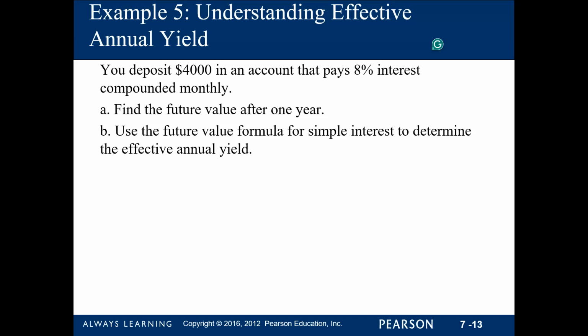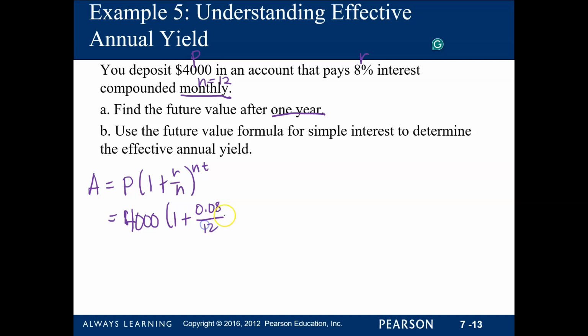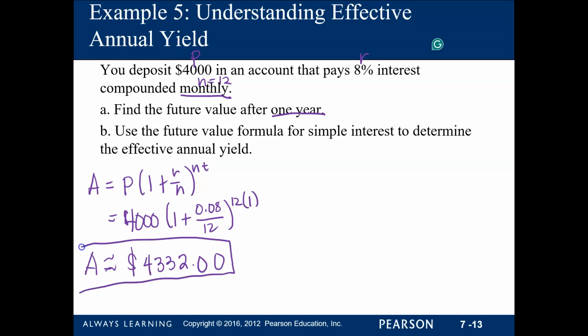Okay, so let's have this example. You deposit 4,000, that's our P, in an account that pays 8%, that's our R, compounded monthly, N is equal to 12. What is the future value in 1 year? Okay, 1 year. So first things first, we solve the future value. So A is equal to P times 1 plus R over N raised to NT. We replace those values: 4,000 times 1 plus the R, which is 8%, 0.08 over 12 because it's compounded monthly, 12 times the number of years, 1 year, okay? So putting this into your calculator, the future value is going to be around $4,332, okay? Let's have it like a solid amount. That's the future value, okay?